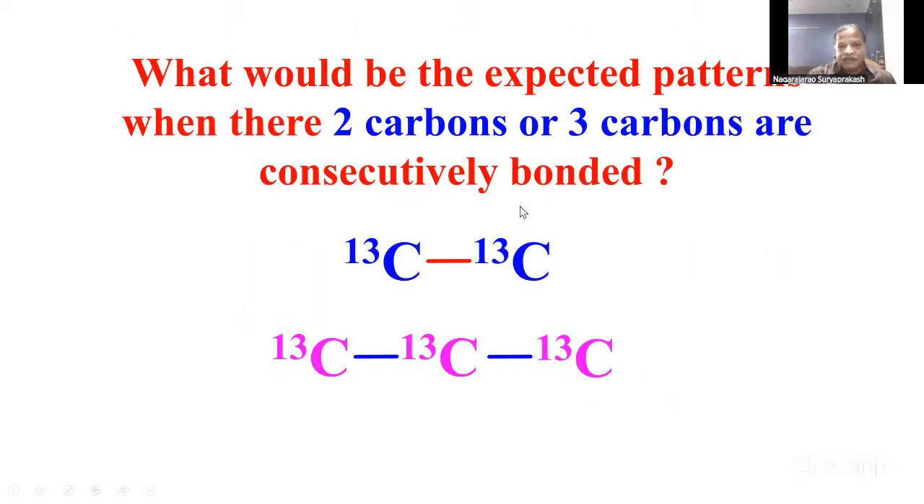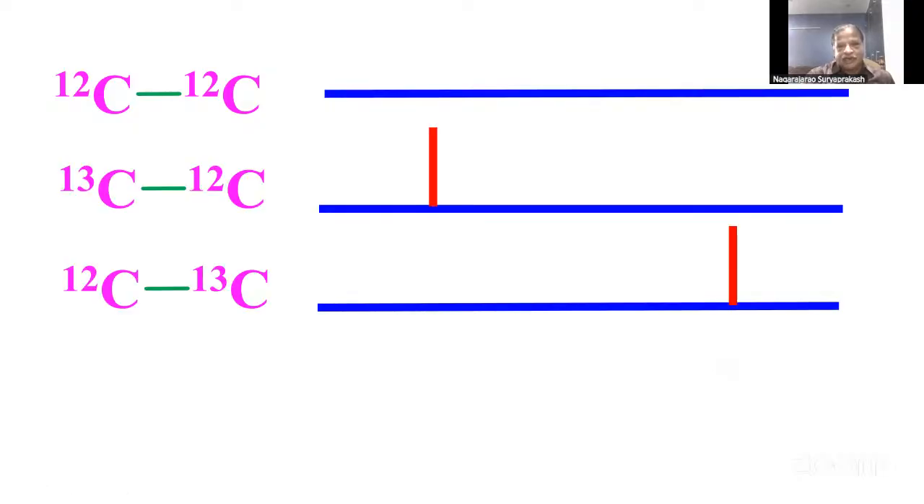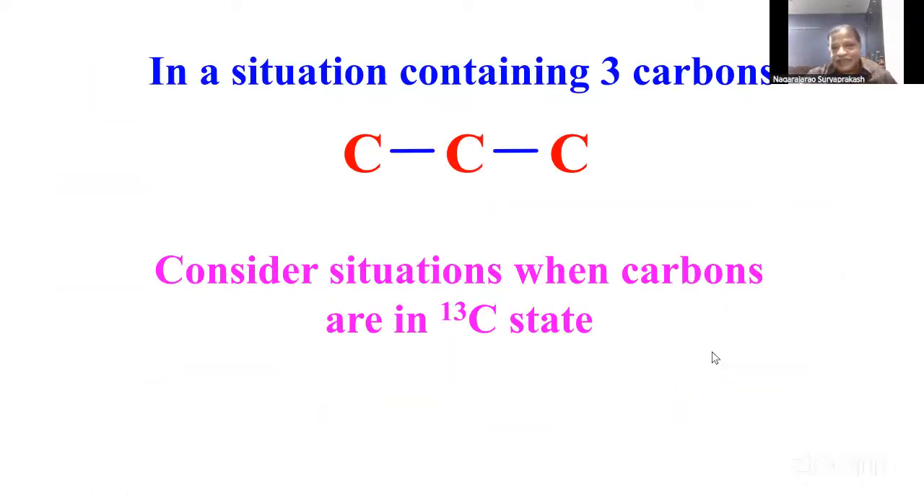We'll see what happens when there are 3 carbons like this. Now, this is what we'll see when 2 carbons are there. Both carbon-12, no signal. When this is carbon-13, you get 1 peak. When this is carbon-13, you'll get 1 peak. When both are carbon-13, you get 1 peak for both, but small lines because of coupling. This is the spectrum you are going to get. Now, what happens if there are 3 carbons in a row?